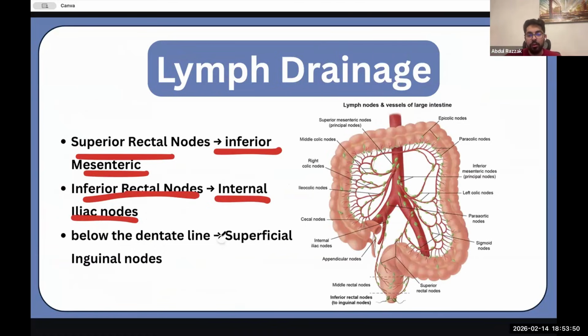So they're going to drain to the lymph nodes that are draining the skin in that area, which are the superficial inguinal lymph nodes. Please be familiar with those. This is a very common exam question.